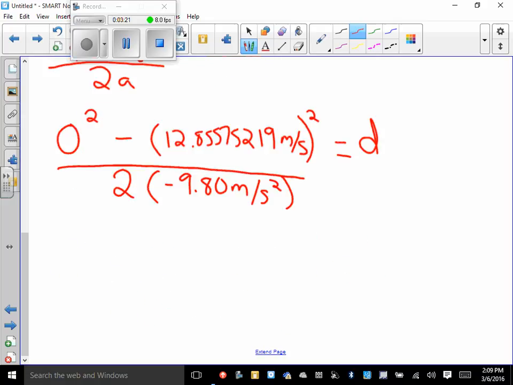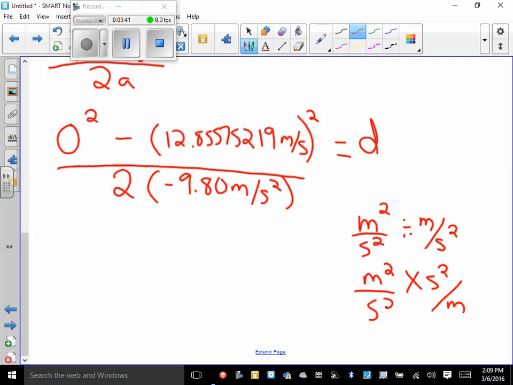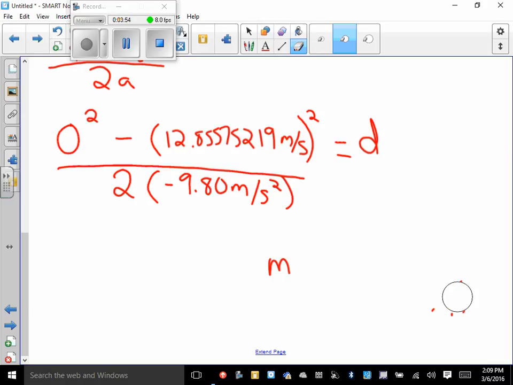Let's look at my units here. I'm going to have meters squared per second squared divided by meters per second squared. When you divide by a fraction, you're really multiplying by the reciprocal. So I have meters squared over second squared times second squared over meters. Well, my second squared cancel out. Meters squared divided by meters leaves me with just meters. So my unit is meters. That makes sense since it's a displacement.